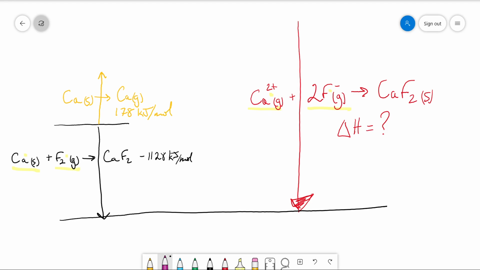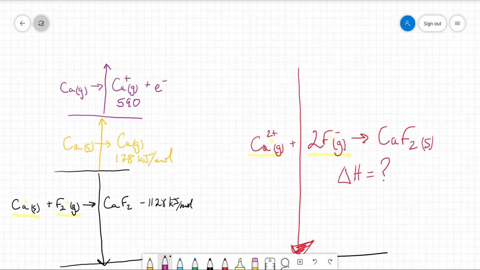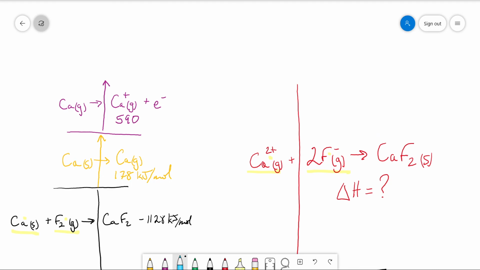All right, so that's gas, but we also need ion out of the calcium. Okay, we need to have a 2+ charge. We can only do that one electron at a time. So we have calcium gas going to calcium+ gas. And this is what we call the first ionization energy. Okay, plus an electron. And that's also endothermic, positive heat of reaction. And that is 590 kilojoules per mole.